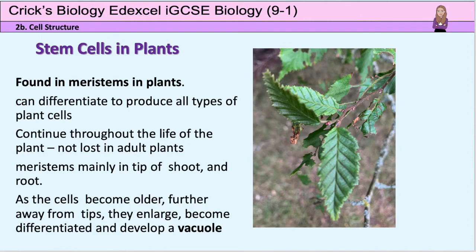Stem cells are also found in plants. Here they are found in regions called meristems. The stem cells of plants do not lose their ability to differentiate into any type of plant cell, unlike in adult animals. Meristems are mainly found in the tip of the shoot and root. As the cells mature, they enlarge, differentiate, and develop a large permanent vacuole.